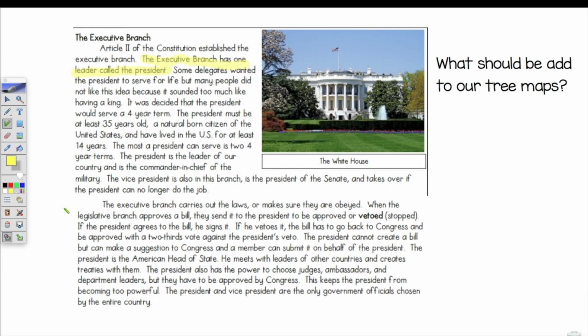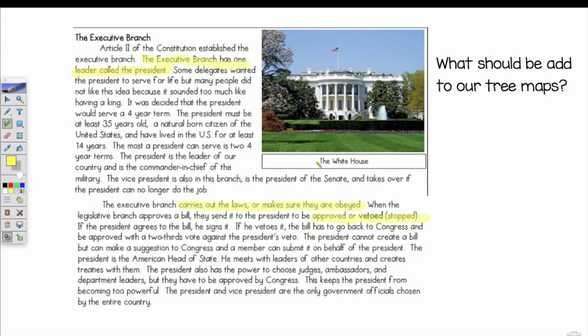But what do they do? The biggest thing, they carry out the laws or make sure they are obeyed. And the president here, remember, when the bill's sent, he can either approve it or he can veto it, stop it. So approve or veto the bill. Good. Now there's many other jobs that my president carries out here, but that's some of the big things. And as we wrap up our tree maps, I'll point those out to you so you can always add to it. So if you see other information you want to add to your tree map, that is fine.